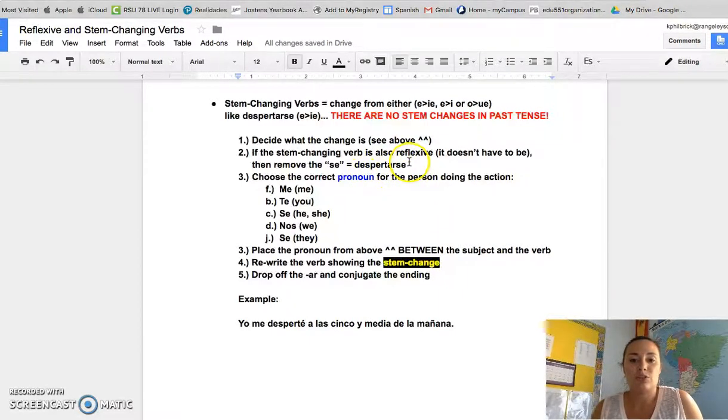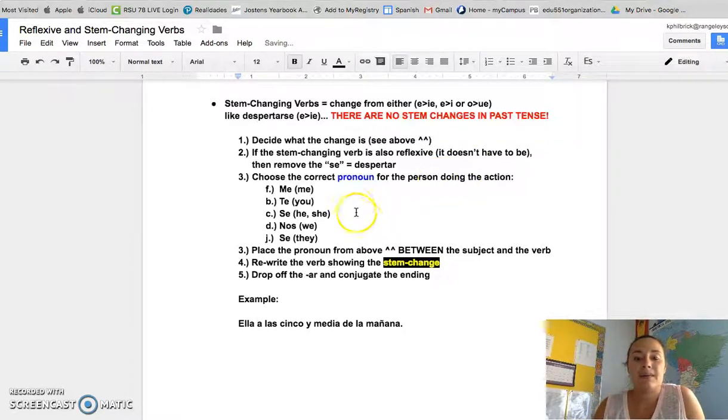The first thing you're going to do, again, is remove the SE, if it's reflexive. Okay? Then again, choose the correct pronoun for who's doing the action. I'm going to actually get rid of this stem here. It's bothering me. Okay, so you're going to choose the correct pronoun for whoever's doing the action. Okay? So instead of me, I'm going to say she gets up, she wakes up at 5:30 in the morning. So the pronoun that goes with she is se. So I'm going to plug that in here, okay?